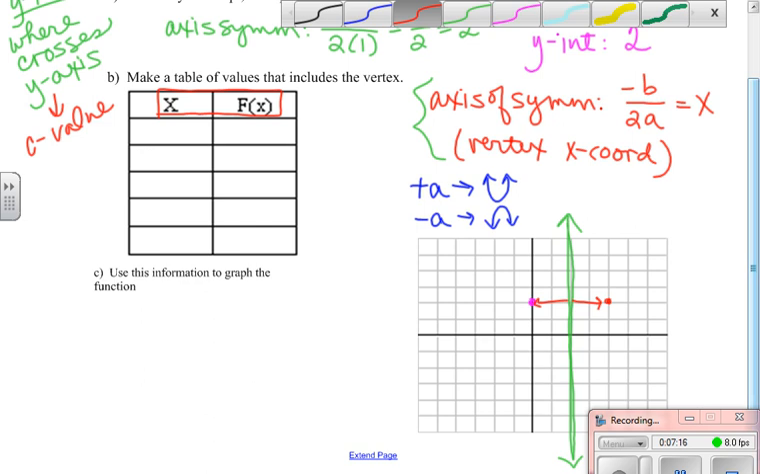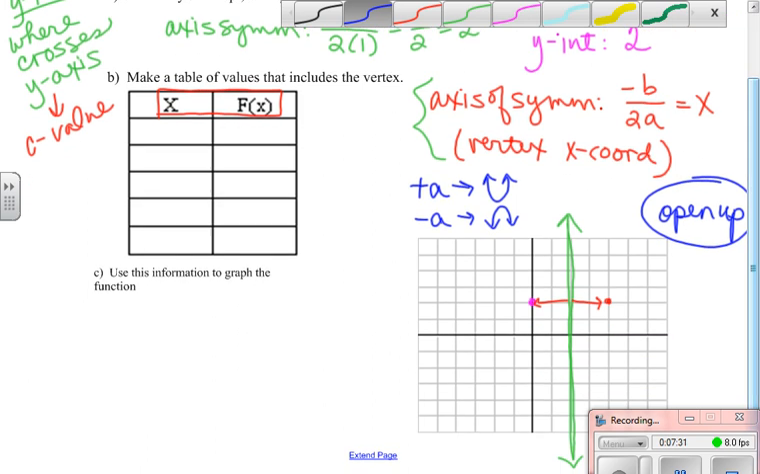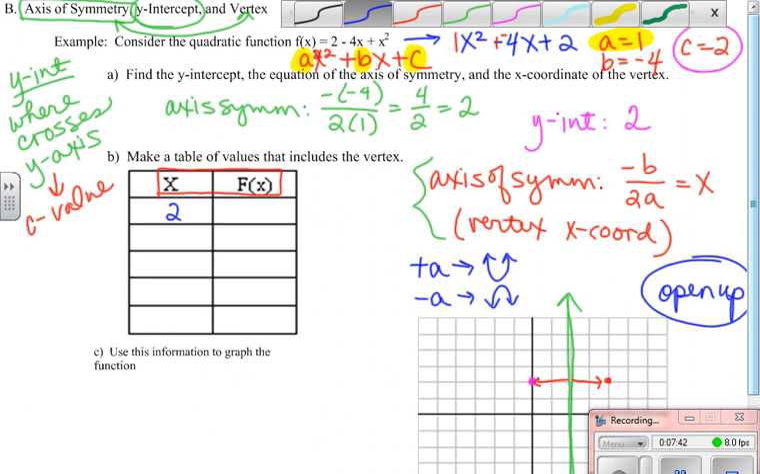Going back to our original, a is positive, so I know that this opens up. Okay, so I know that I'm going for some sort of an open up parabola, and I have some key points. So let's find that vertex. If I put 2 in here, my original equation is 2 squared minus 4 times 2 plus 2. And when I work that out, I end up with negative 2. So the bottom is right here.